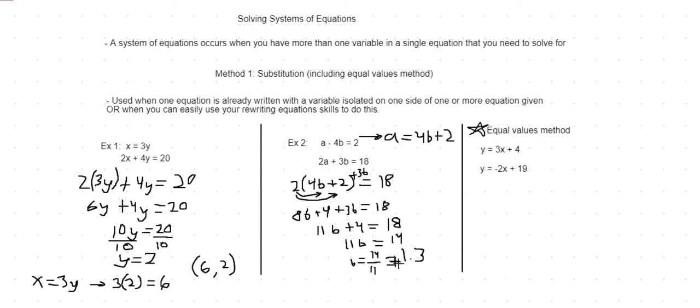Now, when you plug this b value in, you could plug it into this original one, you could plug it into this one, or you could put it into this one. It wouldn't really matter which one you put it into as long as you find A. So what I could do is say A equals 4b plus 2, which would equal 4 times 1.3 plus 2, and 4 times 1.3 is, I think it's 5.2. 1.3 times 4 makes, yes, 5.2.